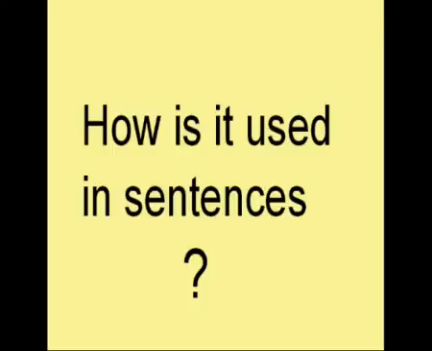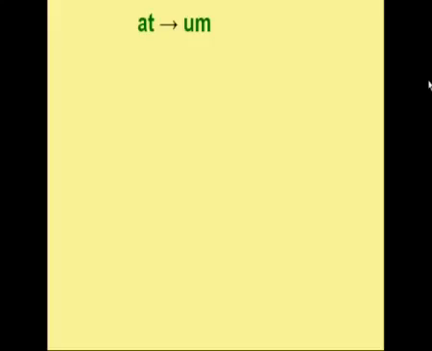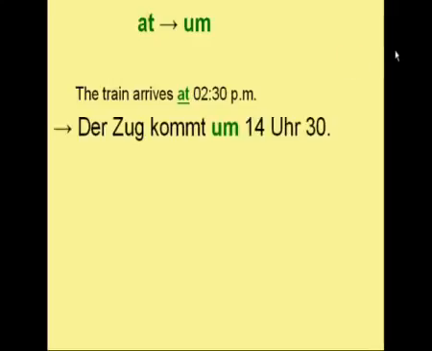And how is it used in sentences? Well, every time you use the preposition at in English, you have to use the preposition um in German. Let me give you a few examples. If you want, for instance, to say in German, the train arrives at 2:30, then you would have to say in German, der Zug kommt um 14:30 Uhr. And as you can see here, I use the preposition um for the English preposition at.